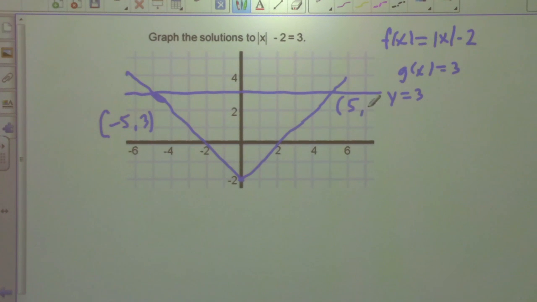So what's going to be our solutions here? -5 and 5. So you can put x equals -5, 5. Sometimes you'll see this also written as x equals plus or minus 5. You can see that written like that too, okay? It doesn't give any types of notation other than that.